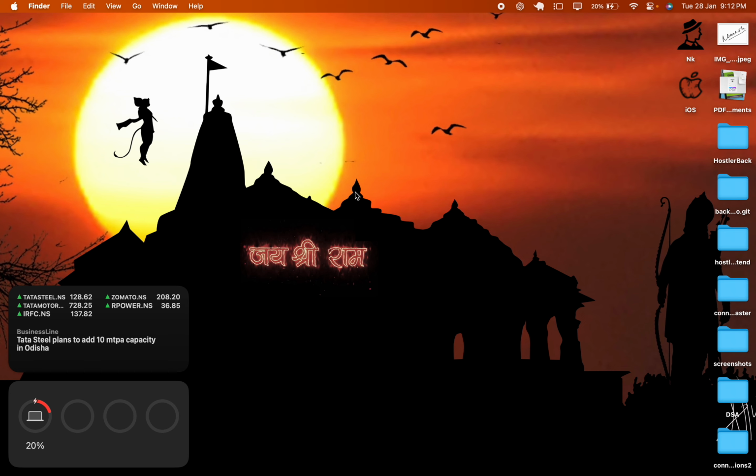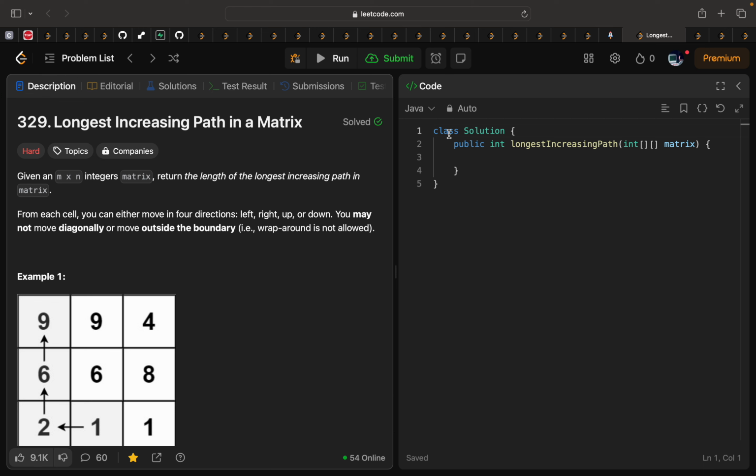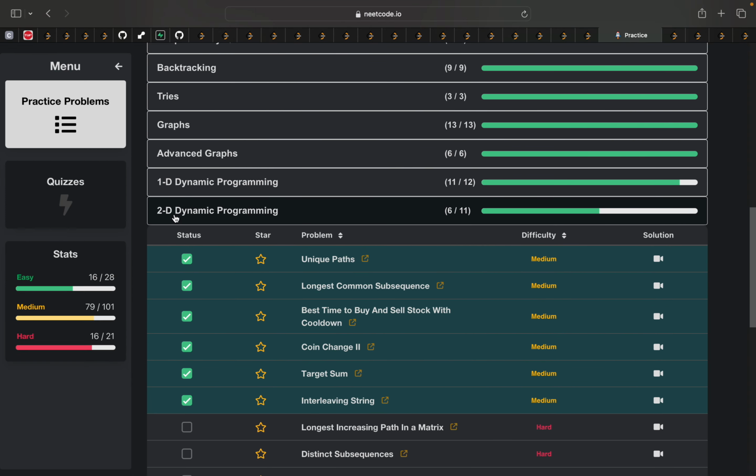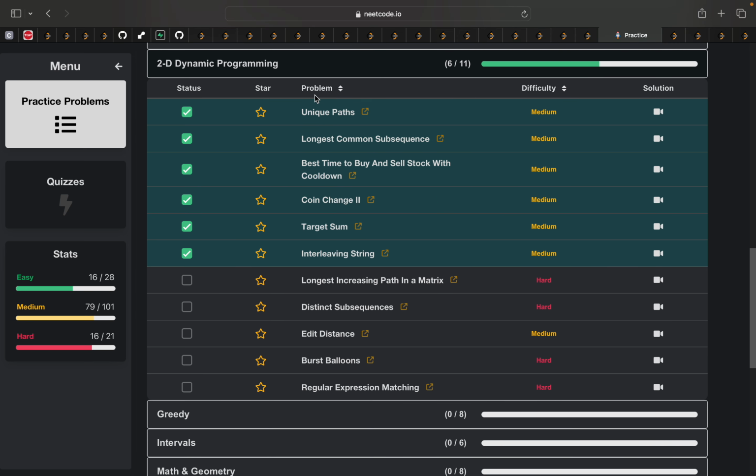Hello. So today we will be solving this problem, longest increasing path in a matrix. We were solving 2D dynamic programming problems from this sheet, neetcode.io. So we have solved these six problems successfully, and now we are moving to this particular problem, longest increasing path in a matrix. Okay.